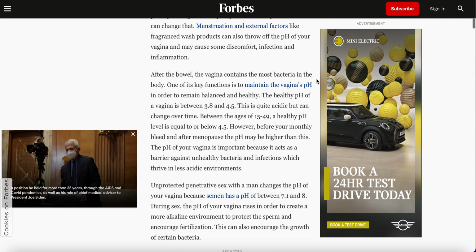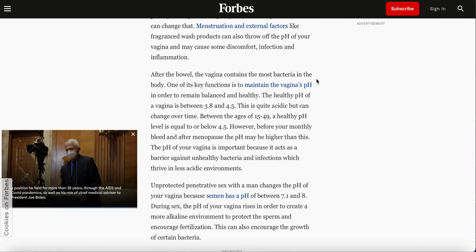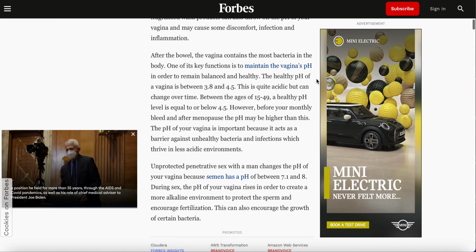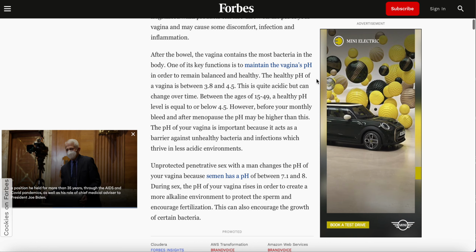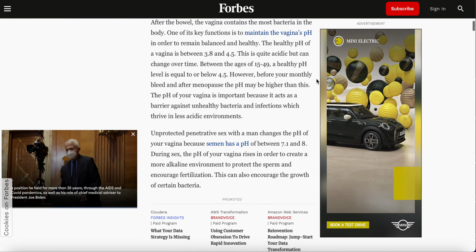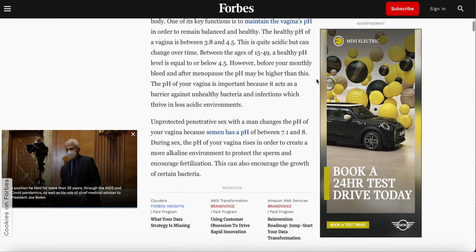The vagina contains the most bacteria in the body. One of its key functions is to maintain the vagina's pH in order to remain balanced and healthy. The healthy pH of a vagina is between 3.8 and 4.5. This is quite acidic but can change over time. Between the ages of 15 to 49, a healthy pH is equal to or below 4.5. However, during your monthly bleed and after menopause, the pH may be higher than this.